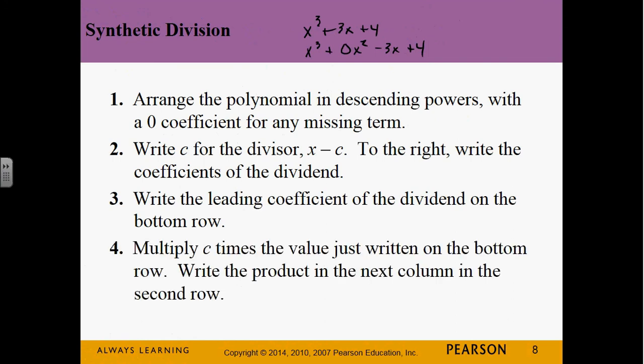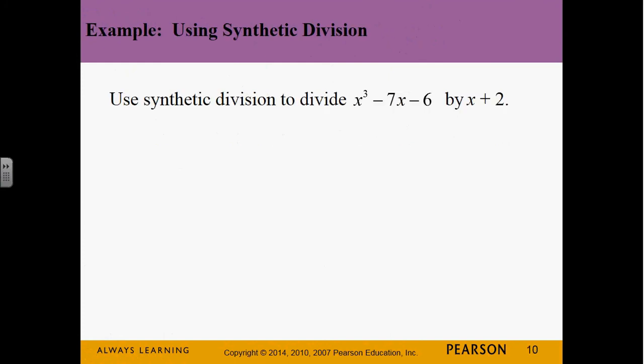Now, I'm going to quit reading this and just get to one so that we can see what it looks like, because it's not going to make any sense for me to read all of this stuff to you until I actually show you what we're doing. So let's start by looking at this. I've got x cubed minus 7x minus 6. So I'm missing that square term. So that's the same thing as x cubed plus 0x squared minus 7x minus 6. I'm dividing it by x plus 2. So what is my c? c is equal to negative 2. Right, it's always going to be the opposite sign.